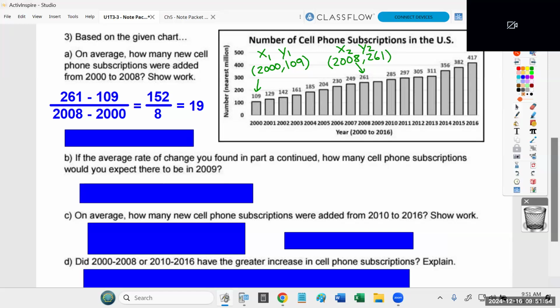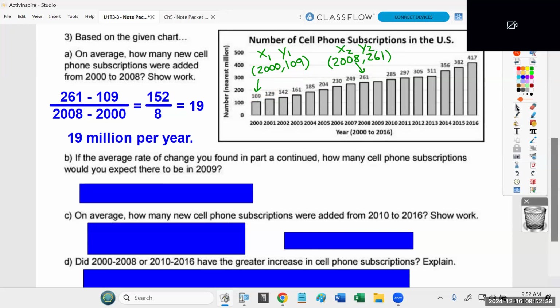So keep in mind, this graph is showing you how many more subscriptions there were every single year. And this is an average increase per year. So this is literally saying you got an average of 19 million extra subscriptions every year. Now, that doesn't guarantee it went up by 19 every year. For example, from 2000 to 2001, it went up by 20 million. From 2001 to 2002, it went up by 13 million. Now, from 2002 to 2003, it did go up by exactly 19 million. Okay, but every year it goes up by a slightly different amount, sometimes more, sometimes less. But the average increase was 19 million per year.